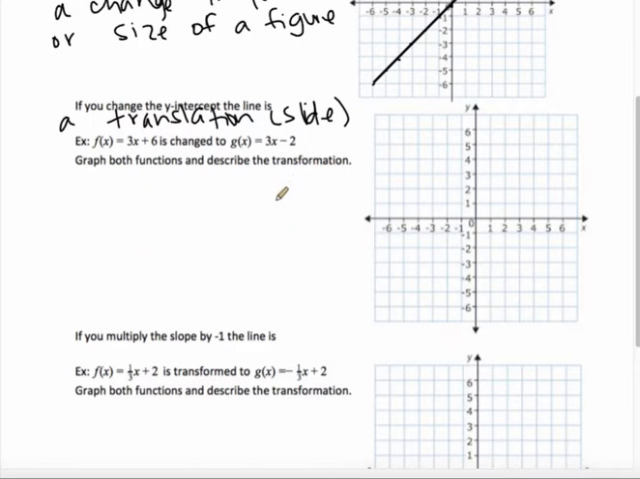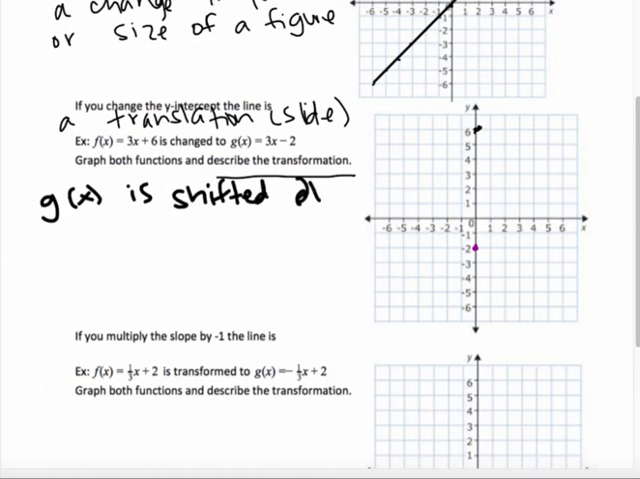So we're going to graph these functions and describe the transformation. Well, I can describe the transformation before I graph it because I know that the slope is the same. So I know that they're going to be parallel. This y-intercept is 6 and this y-intercept is negative 2. So one of them starts here and the other one starts here. So I can already tell you right now that this function, g of x, is shifted or translated down 8 units.